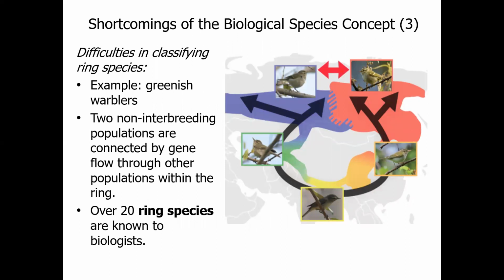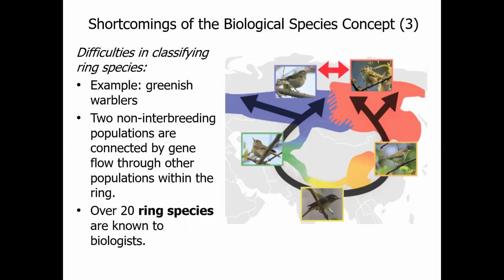Next, we have difficulties in classifying what's called a ring species. This requires a little bit of explanation. The idea behind a ring species is that you have a population of organisms that could, of course, breed with one another because they're all the same species. But ultimately, they get separated by some large obstacle. Part of the species goes around one way, and part of the species goes around the other way. And when they meet on the other side, so much evolutionary time has passed that they actually are separate species.